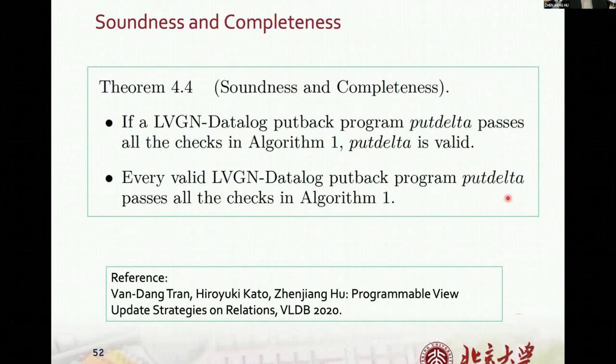It is sound, meaning if any LVGN-Datalog putback program passes all the checks in algorithm 1, it is indeed valid, meaning it is well-formed: there exists a get compatible with it from a well-behaved bidirectional transformation. And it is complete, meaning any valid LVGN-Datalog putback program will pass all the checks in algorithm 1. For details, you can take a look at this year's VLDB paper.